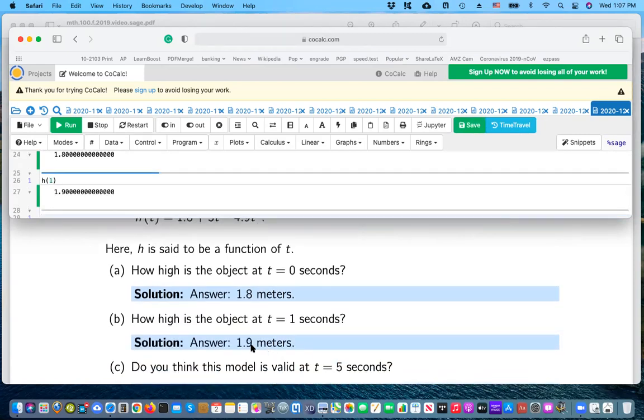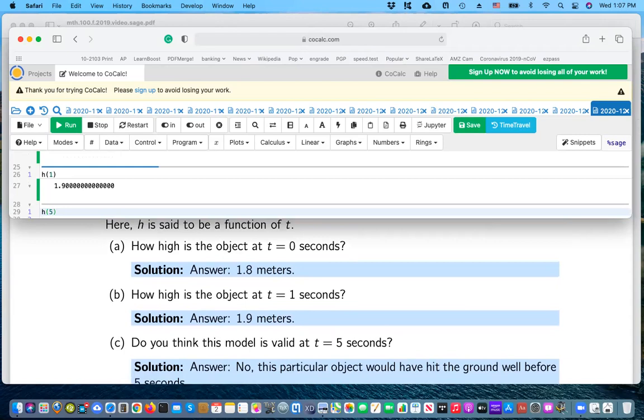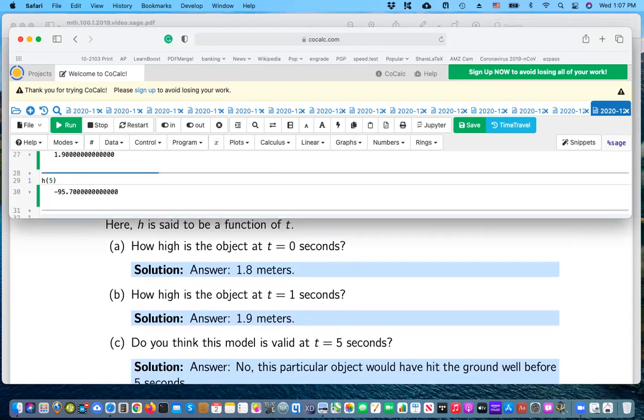Let's now do h of 5. I think you remember me doing this by hand, right? So I'm going to look back at my notes. I'm going to pick up my little notepad here. I'm going to do it myself, right? Look back at my notes, see how we've done. And what did I say in the notes? I got to do that. Minus 95.7, same answer.